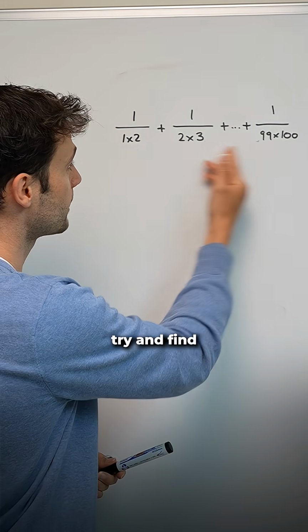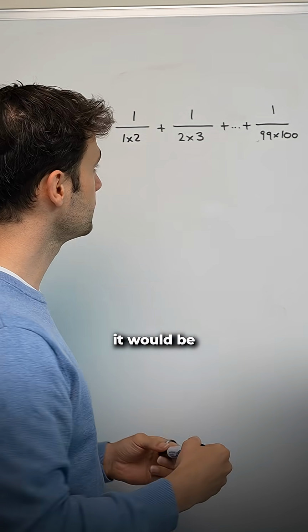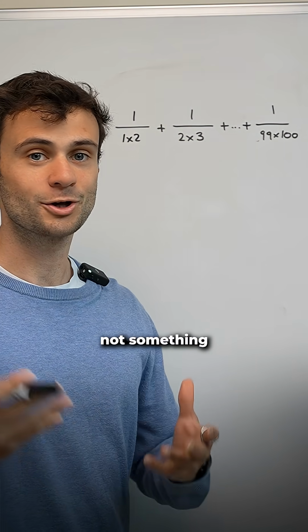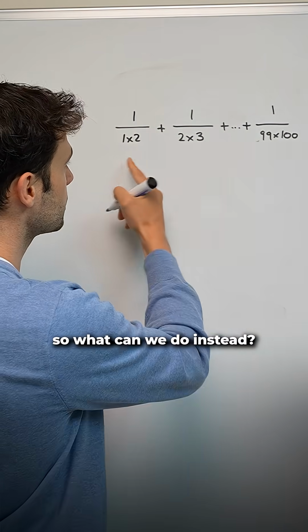And if we were to try and find the common denominator, it would be the lowest common multiple of all of our numbers between 1 and 100. Not something you're going to want to do by hand. So what can we do instead?